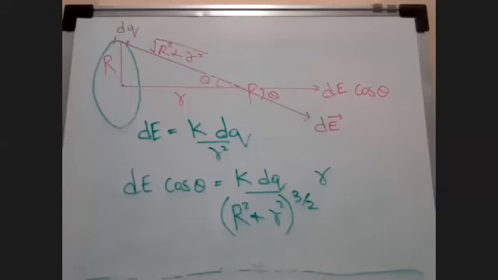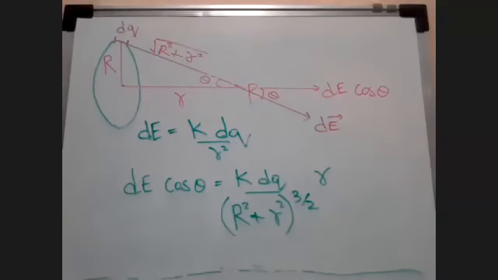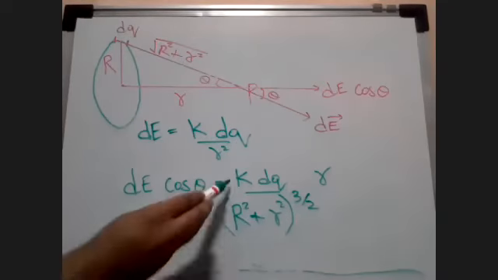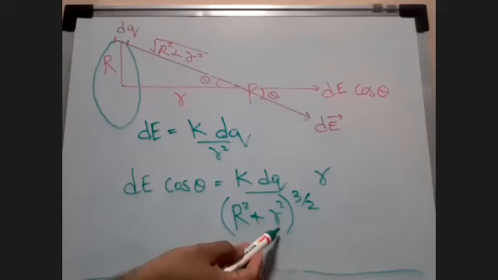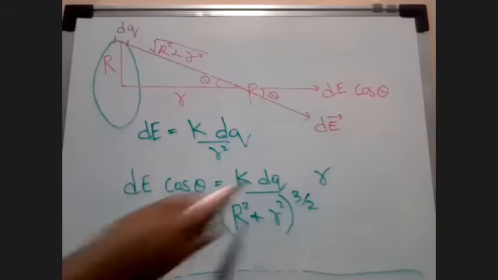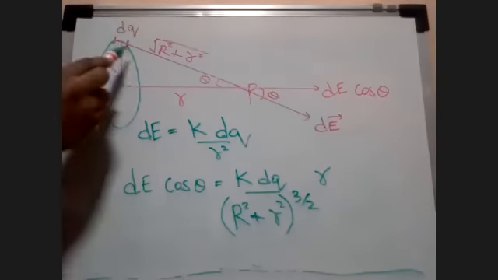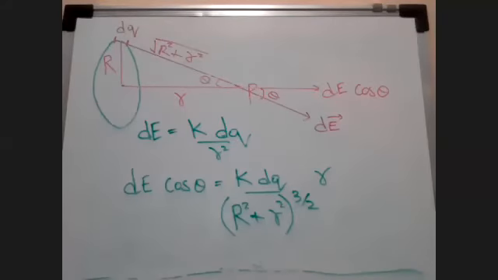Now what you need to do is integrate. Why integrate? Because right now everything in this equation is constant: the constant k, capital R is constant, small r is constant. What is not constant is dq. What is dq? It's a small amount of charge on this ring. We have taken a small element, so we need to integrate that.